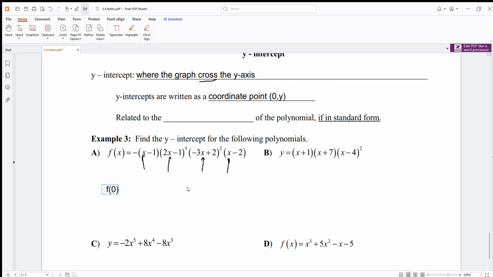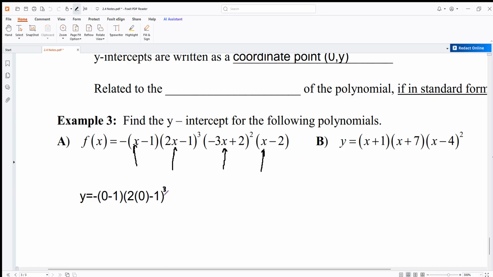So our function, when x is 0, our y value is going to be equal to a negative times (0 minus 1), and then we'll have (2 times 0 minus 1) raised to the third power. I'll just draw that 3 in because I can't do exponents well. And that is then multiplied by (-3 times 0 instead of x), and that is to the second power. And then we have (0 minus 2).